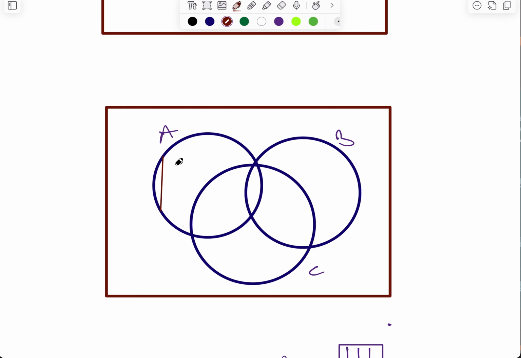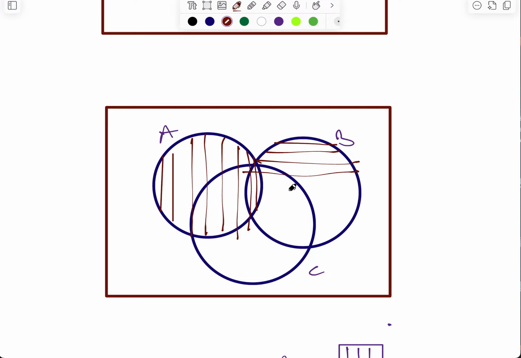So A, permit me to just do it like this anyhow. So these are the vertical lines for A. Now for B, I'm going to be using the horizontals, horizontals, horizontals.